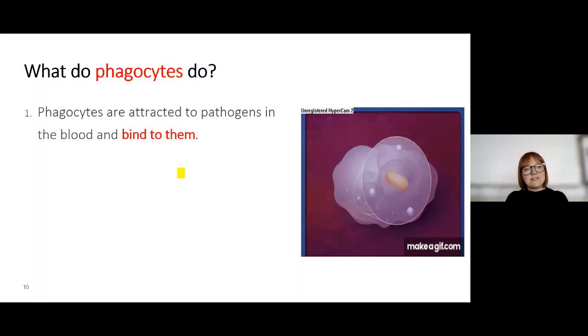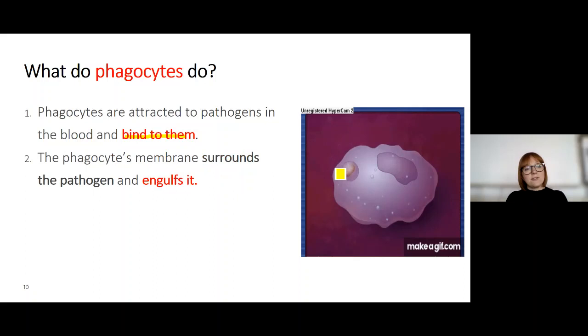So the first thing that happens is that the phagocytes are attracted to pathogens in the blood. They hunt them out, and the first thing then is they bind to them. We can see that it's starting to bind just at the beginning of the video. The phagocyte's membrane then, remember it's surrounded by a cell membrane, starts to surround the pathogen and it starts to engulf it.